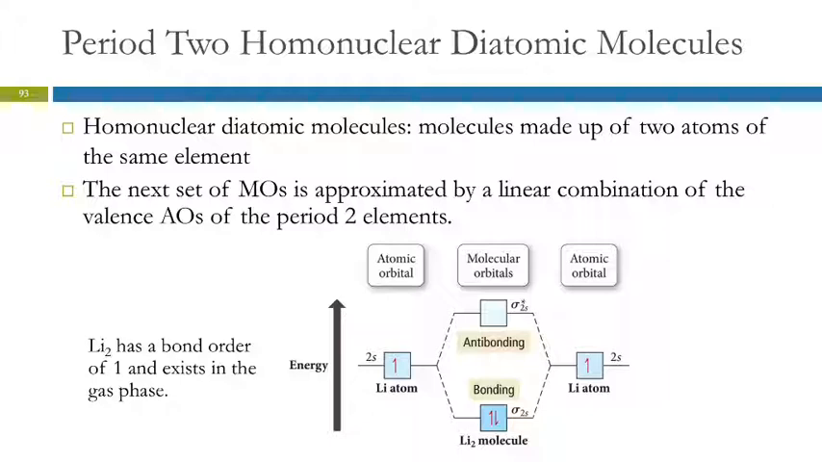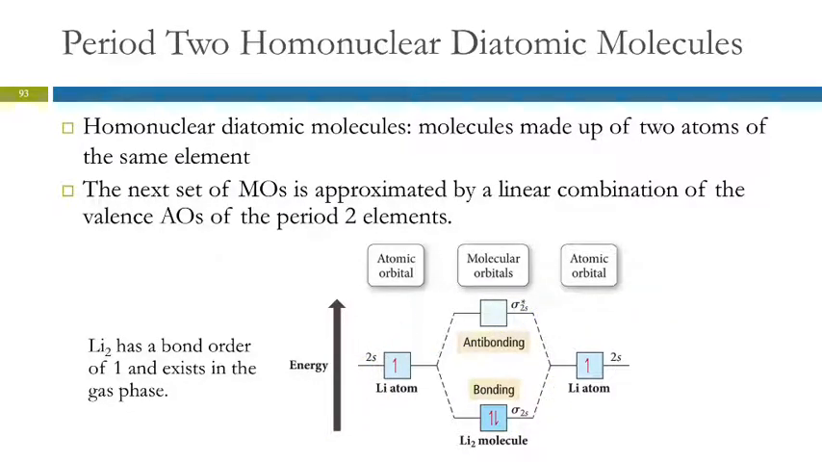So here we have lithium, element number 3. So here's a lithium atom, and here's a lithium atom. We're looking at the valence electrons. Lithium has one valence electron. It's in the 2s orbital. 2s orbitals are going to combine and form bonding and anti-bonding orbitals very much like the 1s orbitals do. So this is a sigma 2s and this is sigma star 2s.